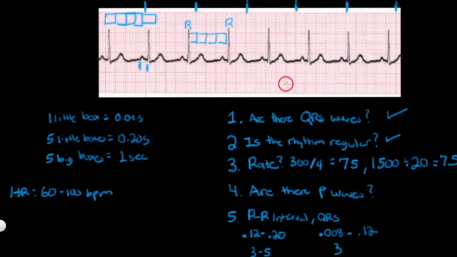There are P waves present, and I know that the P to R interval is between the 3 to 5 little boxes, and the QRS waves are within 3 little boxes. Both of these get a check, and for this specific rhythm here, this will be normal sinus rhythm. So this is how a normal strip would look in someone who doesn't have any problems.